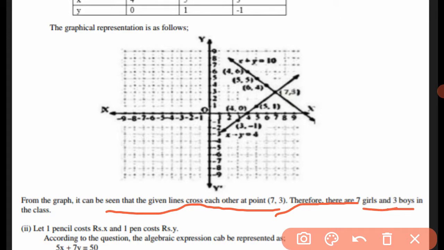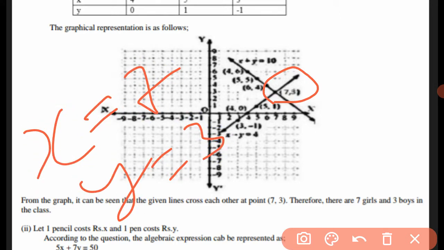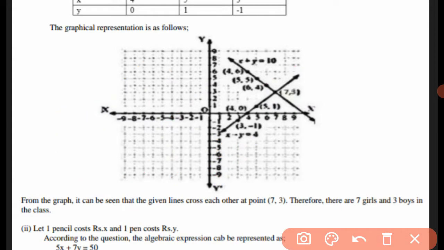So the point where the lines intersect is (7, 3). That means x equals 7 and y equals 3, meaning the number of girls that we have taken as x is 7, and the number of boys that we have taken as y is 3. Therefore the number of girls is 7 and the number of boys is 3. So in this case we can find it.